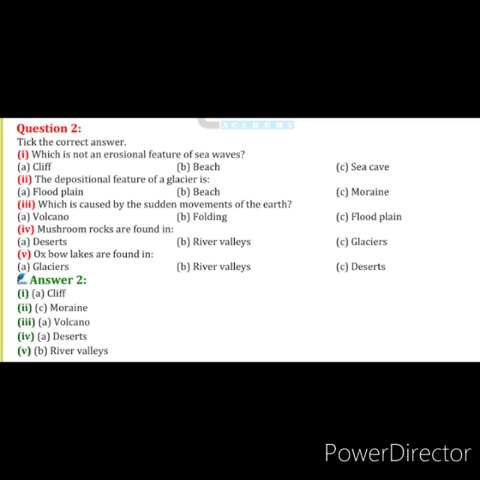Second question is, the depositional feature of the glacier is moraine. The third question is, which is caused by the sudden movements of the earth? The answer is volcano. Next is, the mushroom rocks are found in deserts. And the fifth question is, oxbow lakes are found in river valleys.